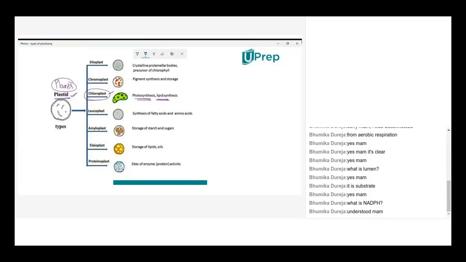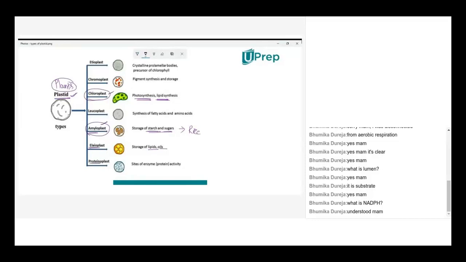But some other plastids are also present in plants. For example, take the amyloplast. The best example we can say is rice. So in the rice plant, you will have the storage of starch and sugars. So the storing plastids in rice are called amyloplast. The same way you will have Etioplast, which stores lipids and oils.